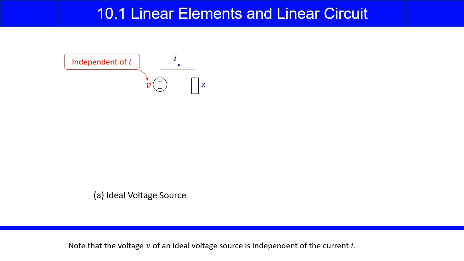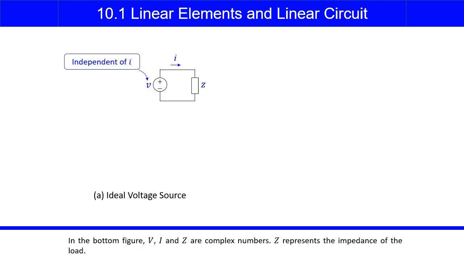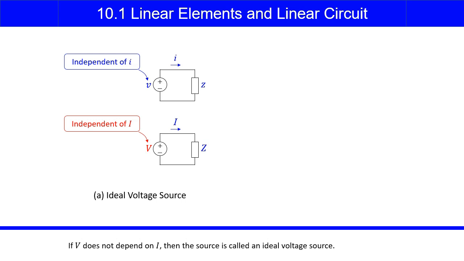Note that the voltage v of an ideal voltage source is independent of the current i. In the bottom figure, uppercase V, uppercase I and uppercase Z are complex numbers. Z represents the impedance of the load. If V does not depend on I, then the source is called an ideal voltage source.